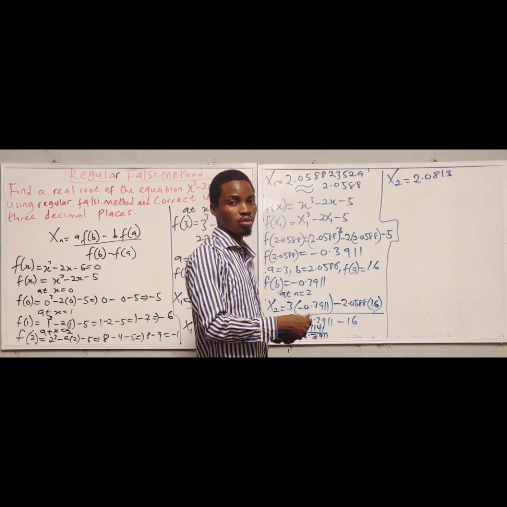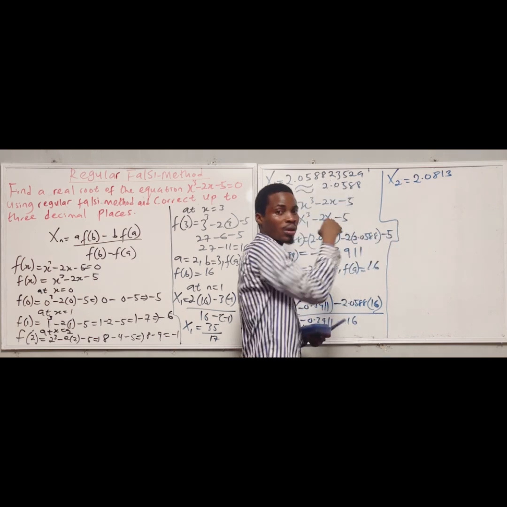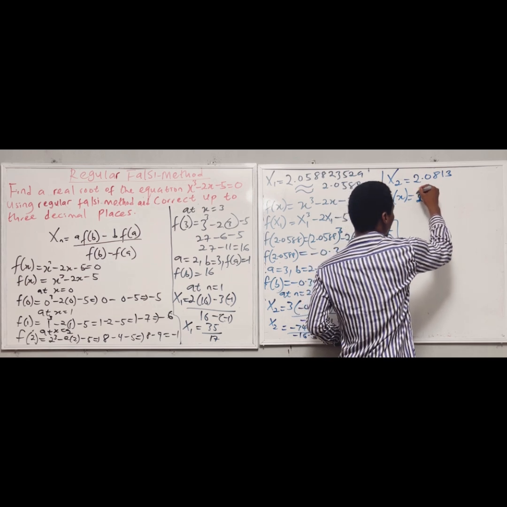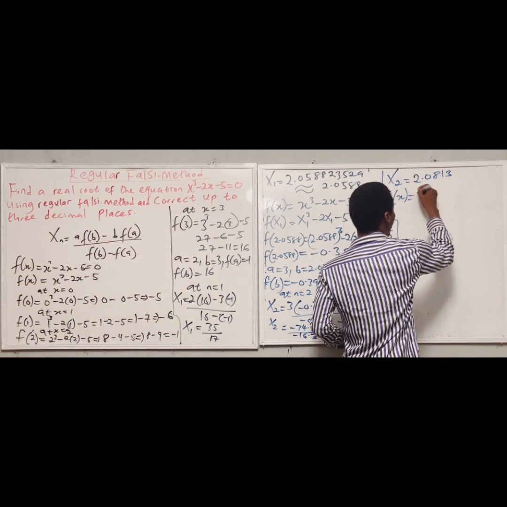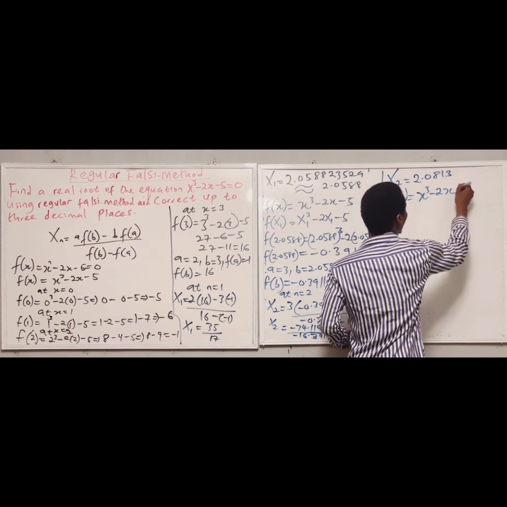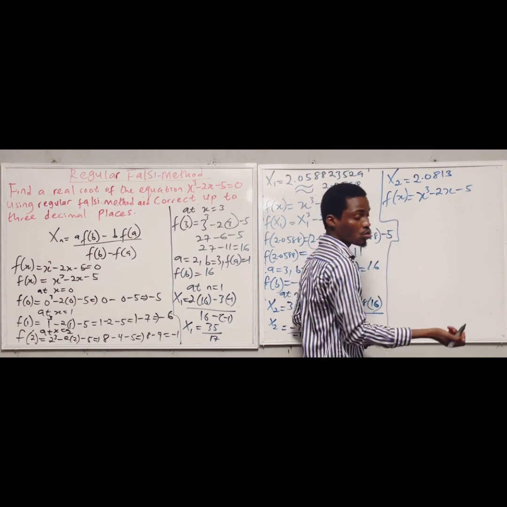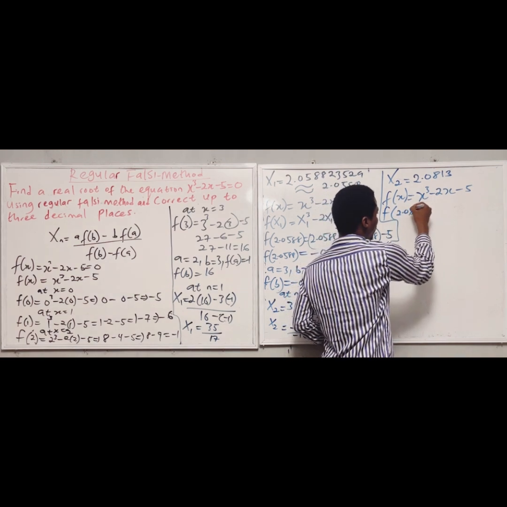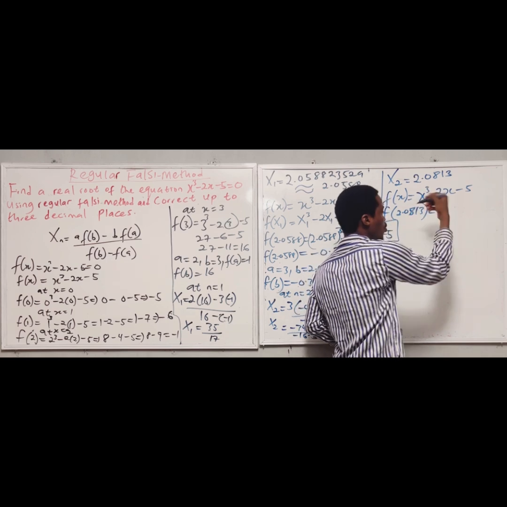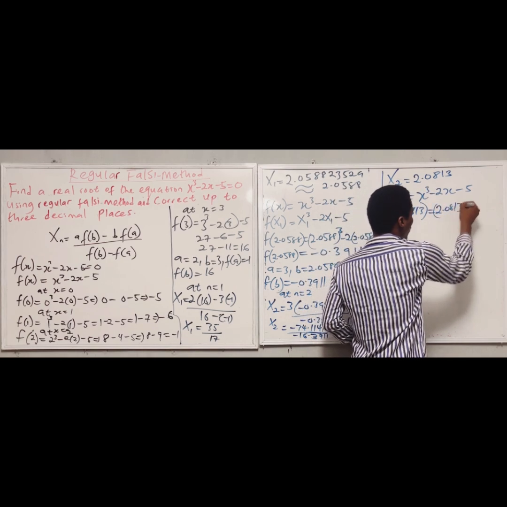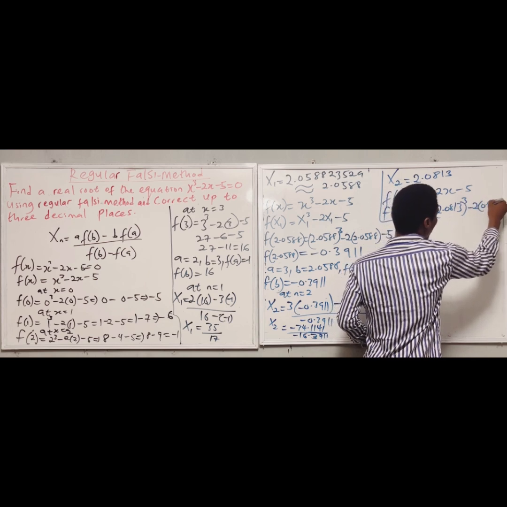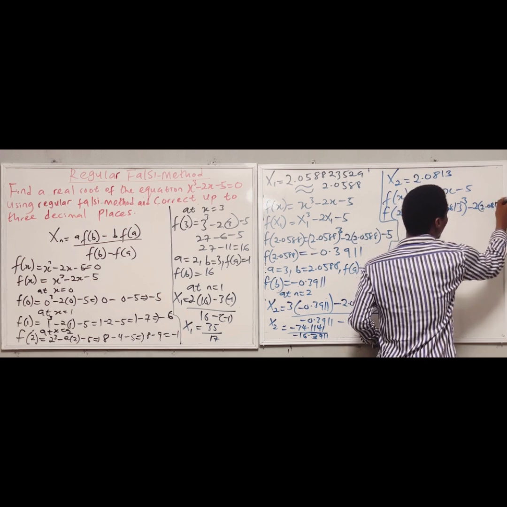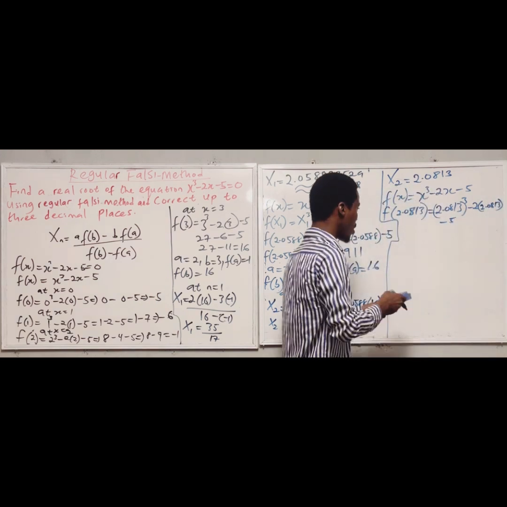For me to get n equals 3, I have to plug this into the function we are given. So f of s is s raised to the power of 3 minus 2s minus 5. Whenever I see x, I put s2. So we have f of 2.0813. Whenever I see s, I put this: 2.0813 cubed minus 2 times 2.0813 minus 5. So if I solve this, what am I going to have?